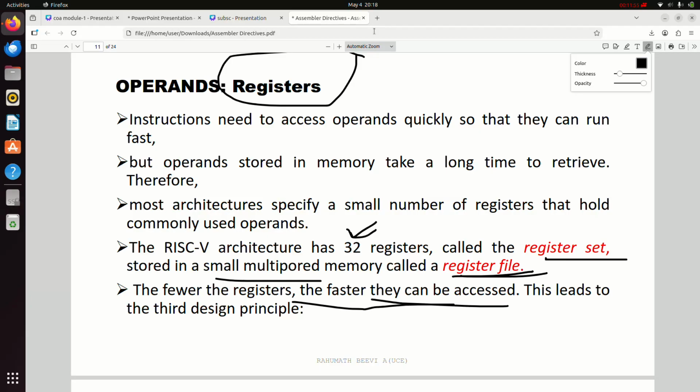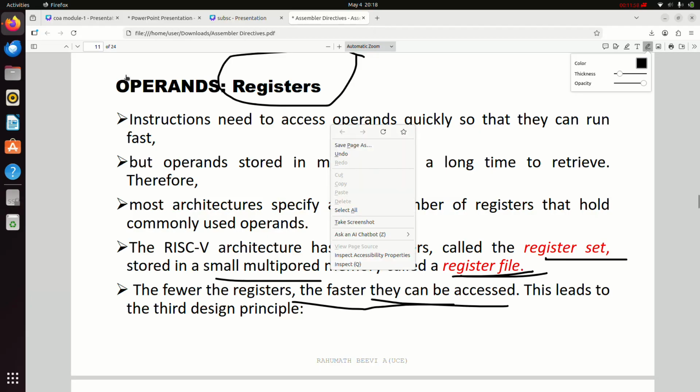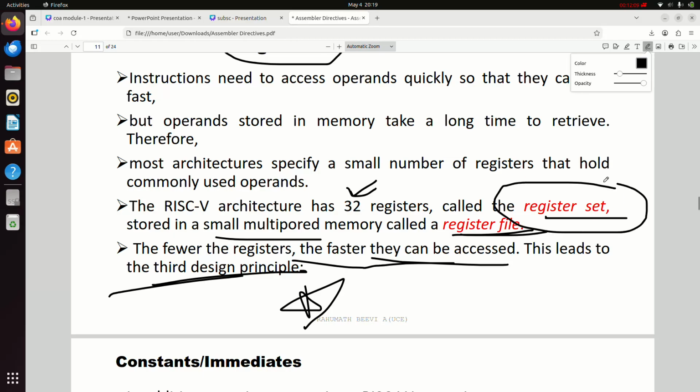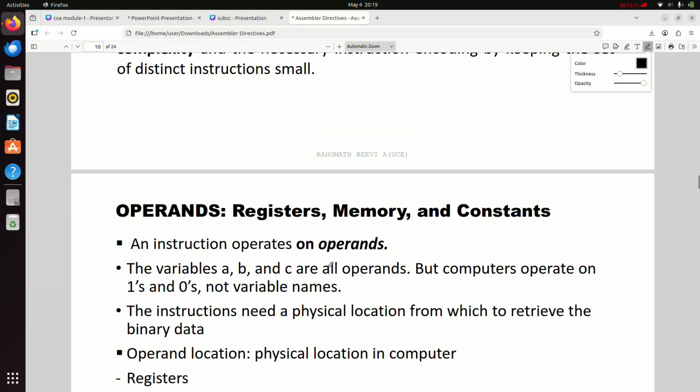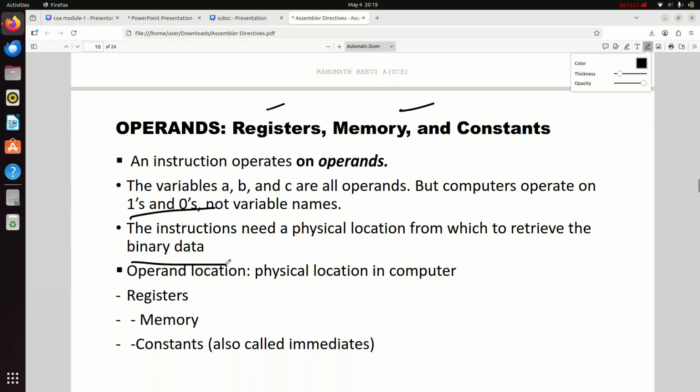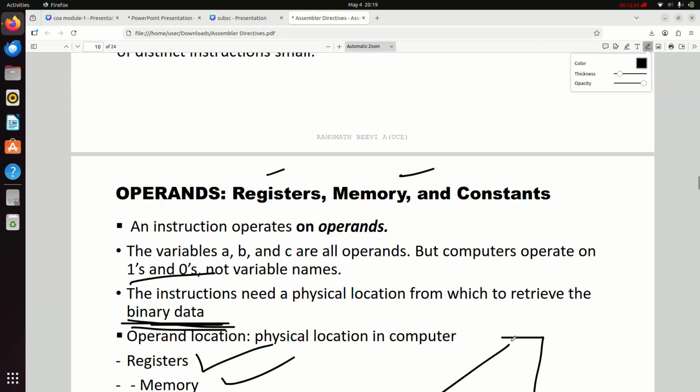That gives us the third design principle that you have to understand. The third design principle means: fewer the registers, faster is the access. Now, I told you 32 registers are there. They are called the register set and they are stored in a small multi-port memory that is known as the register file. Okay, so the operands are the registers, memory, constants. We know computers can operate only on ones and zeros and not on variables. The instruction needs a physical location from which to retrieve that binary data. You can retrieve it from register, memory, constants. Three operands basically are there.